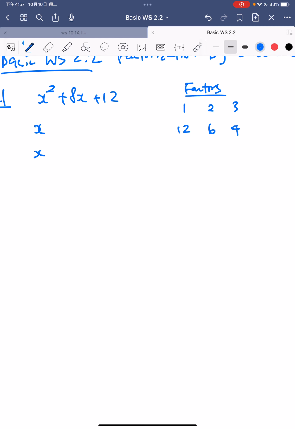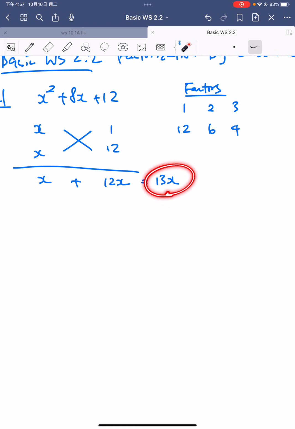Let's try the 1 and 12 first. Give a cross in the middle, then x times 12 gives you 12x, and x times 1 gives you x. You plus them together, then this is equal to 13x. It's not the same as the 8x in the middle, so this is actually wrong. So we cross out the first factors. Then we try the second one.